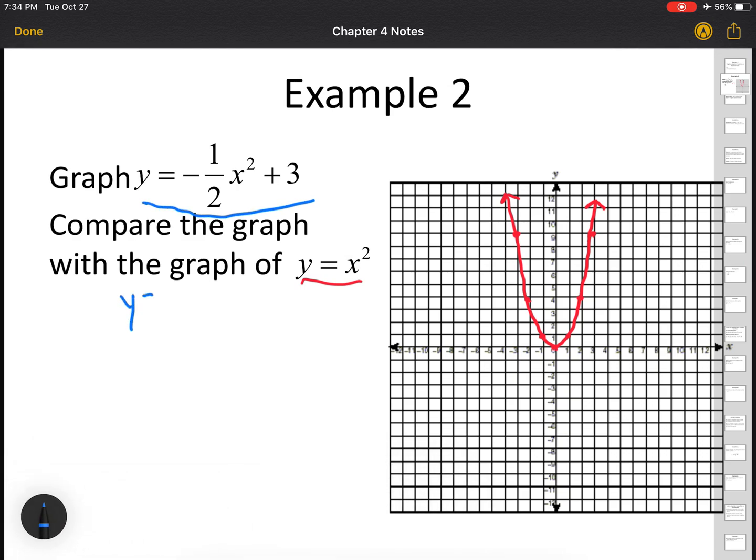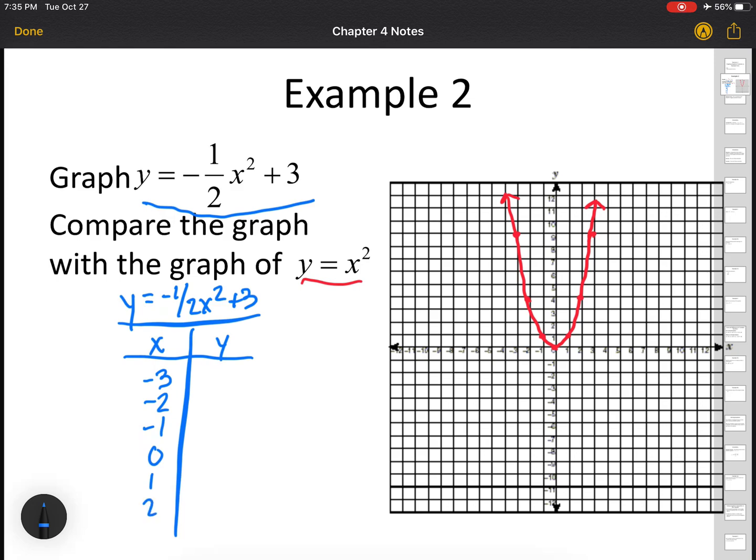And again, we're going to make a table for it. Okay, so if I make x values again, I'm going to do -3 through 3 again. If I plug -3 into this equation, I get back -1.5. And then if I plug -2 in there, I get back 1. And then 2.5. If I plug in 0, I get back 3. Then I get back 2.5. 1 again. And again, -1.5.